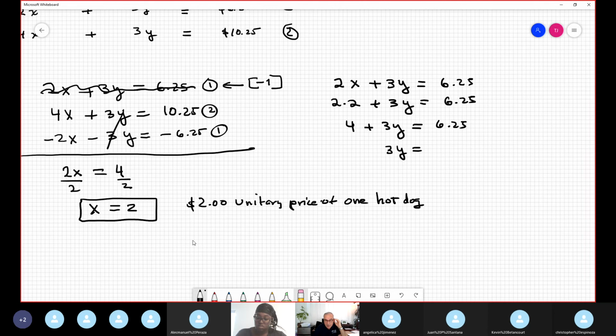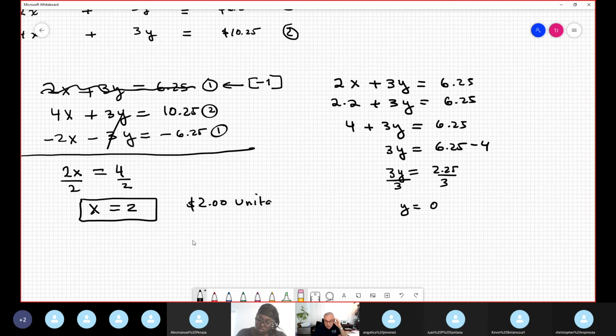3y is equal to 6.25 minus 4. It's obvious. 6 minus 4 is 2, so 3y is equal to 2.25. Divide by 3: you put in your calculator 2.25 divided by 3, and you get 0.75. That means that the price of the potato chip is 75 cents, or 0.75 of a dollar.